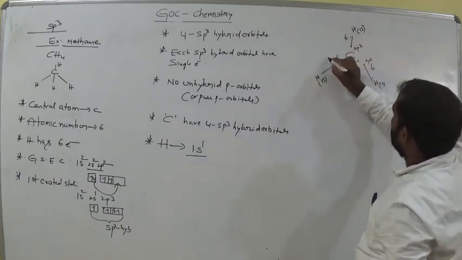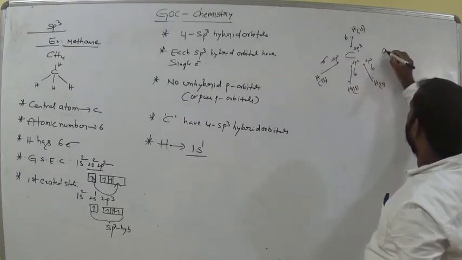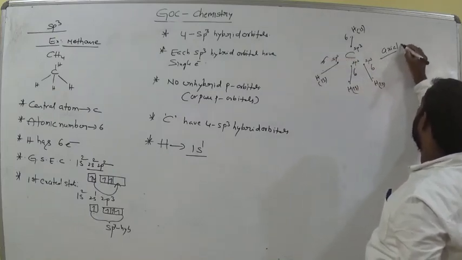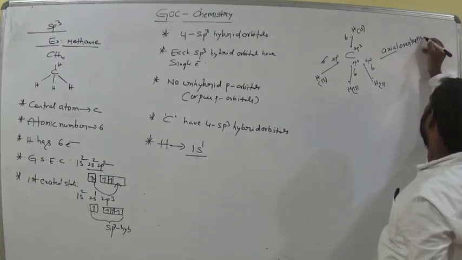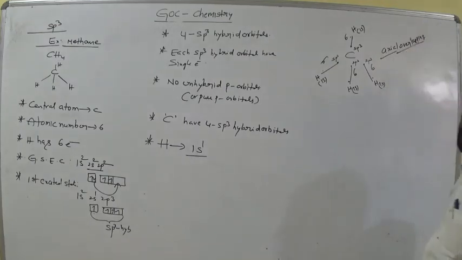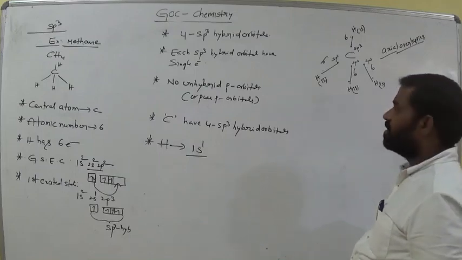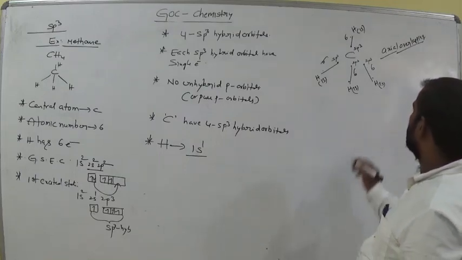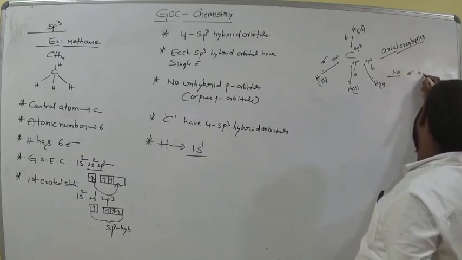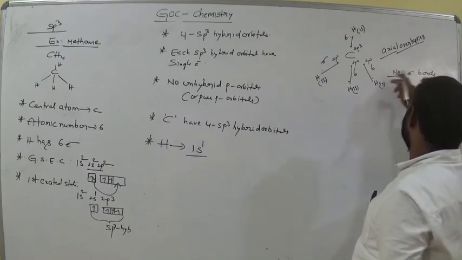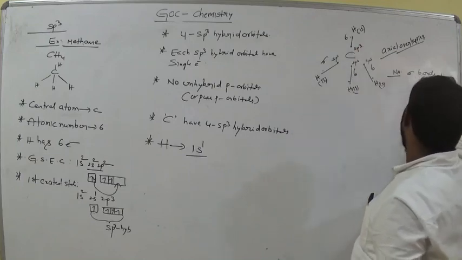So axial overlapping takes place. Which overlapping? All are axial overlapping. Remember this. Is it clear? All are axial overlapping. So the number of sigma bonds: how many sigma bonds here? 1, 2, 3, 4, 4 sigma bonds.